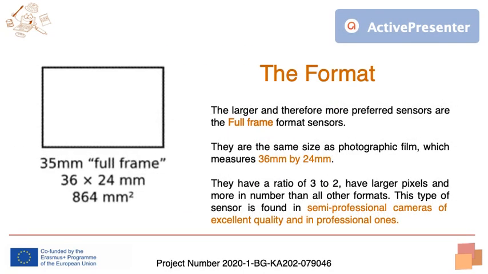The larger and therefore more preferred sensors are the full-frame format sensors. They are the same size as photographic film, which measures 36 mm by 24 mm. They have a ratio of 3:2. They have larger pixels and more in number than all other formats. This type of sensor is found in semi-professional cameras of excellent quality and in professional ones.